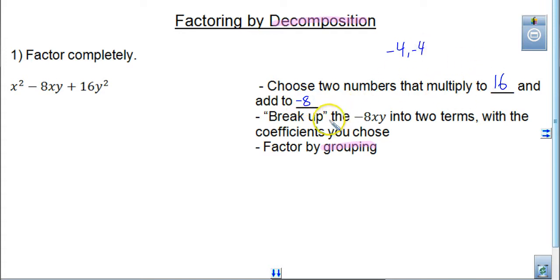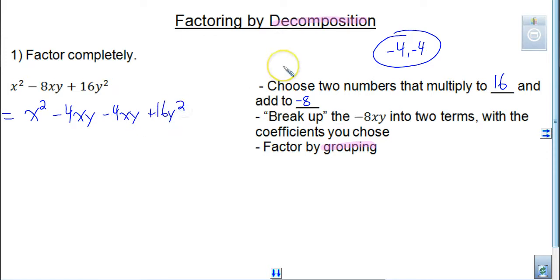Now, here's what we do in a situation like this, and this is like the official way of factoring. We're going to break up the negative 8xy into two terms with the coefficients you chose. So we'll have x squared minus 4xy minus 4xy plus 16y squared. We haven't actually changed the expression because negative 8xy is the same thing as negative 4xy, negative 4xy. But this is going to allow us to factor by grouping now.